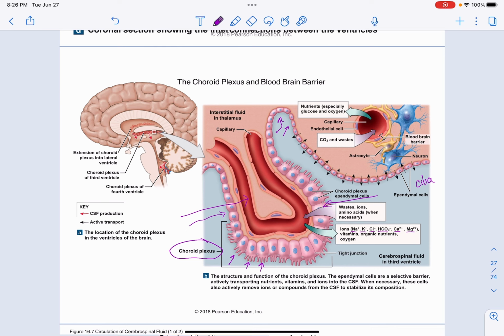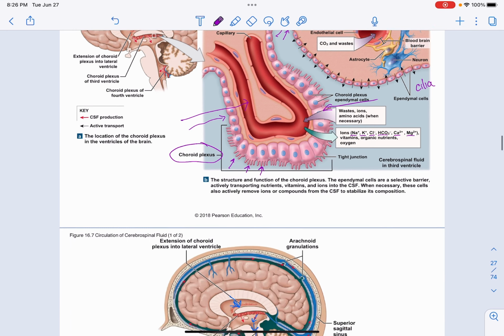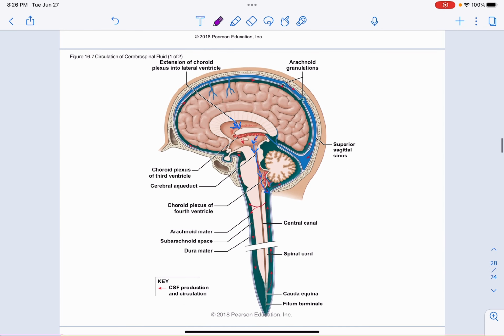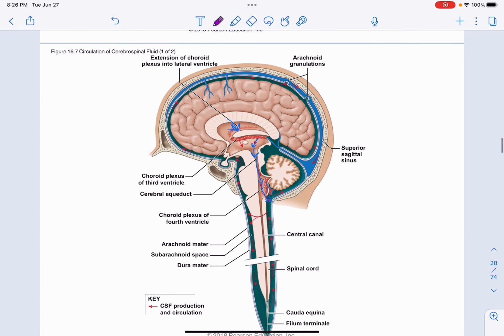And the cilia are there to help circulate the cerebral spinal fluid because there are no pumps to move the cerebral spinal fluid around. It is going to rely on the cilia to circulate this. So how does this get circulated? This next slide shows how the circulation of cerebral spinal fluid is occurring.